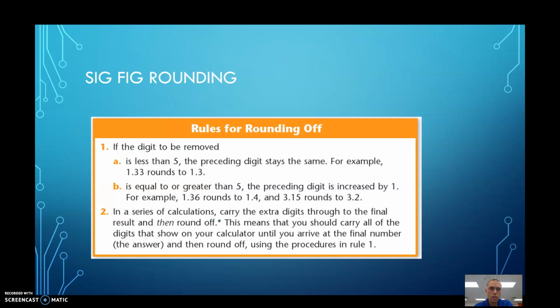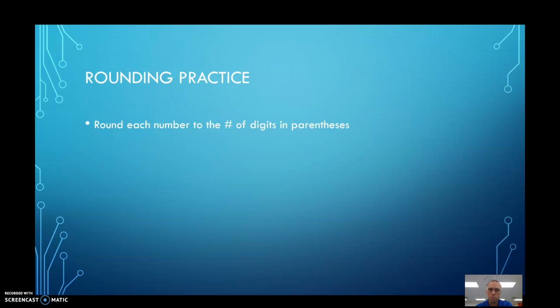Okay. Let's look at rounding. Obviously, these rules for rounding are always going to be the same. You've learned how to round since probably 3rd or 4th grade. But counting sig figs is a little bit different. So you're going to round each of these numbers to the number of significant figures in parentheses. So let's say I have this number, and I need to round it to 3 sig figs.